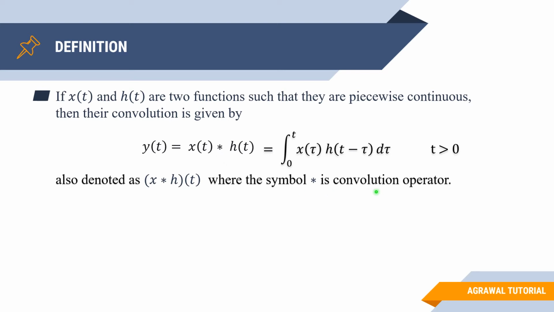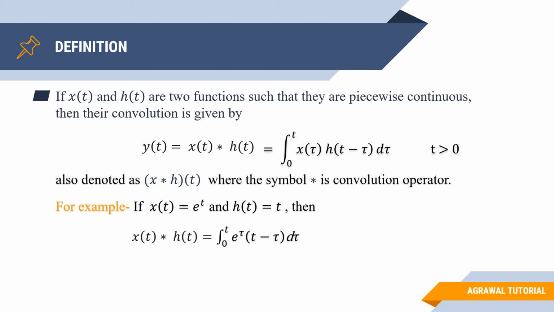which is also known as the convolution operator. For example, if the functions are given as x(t) equal to e raised to the power t and h(t) equal to t, then by the above definition, their convolution will be given as the convolution of x(t) and h(t) equal to the integral from 0 to t of e raised to the power tau into (t minus tau) d tau.